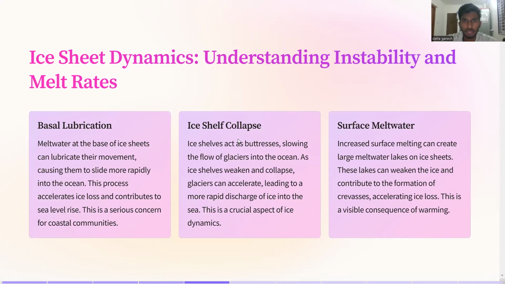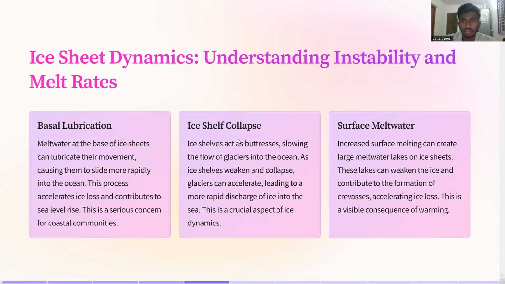Ice shelf collapse. Ice shelves act as buttresses, slowing the flow of glaciers into the ocean. As ice shelves weaken and collapse, glaciers can accelerate, leading to a more rapid discharge of ice into the sea. This is a crucial aspect of ice dynamics.